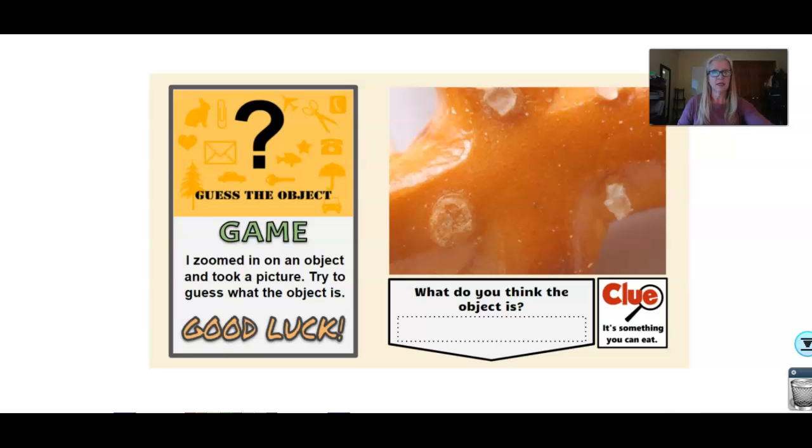On this slide, this is the Guess the Object game. This is an object that we have zoomed in on, and you just type in here what you think it is, just for fun.